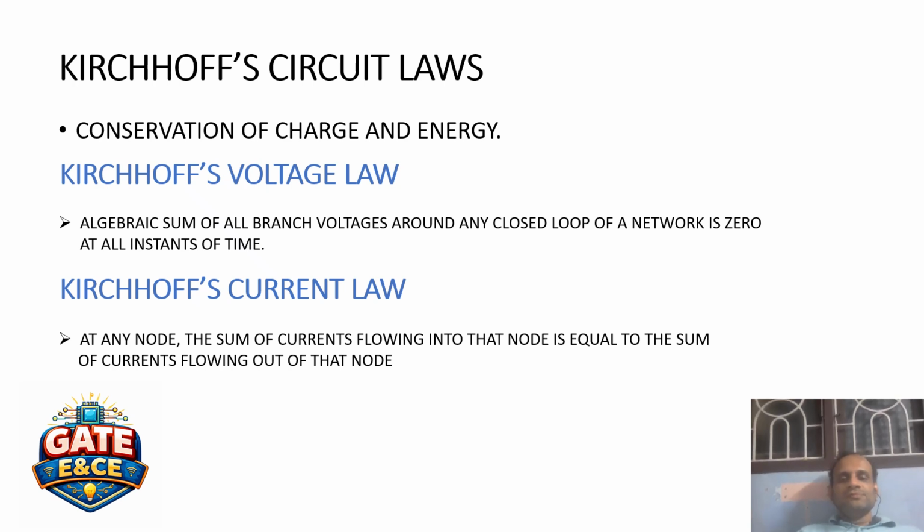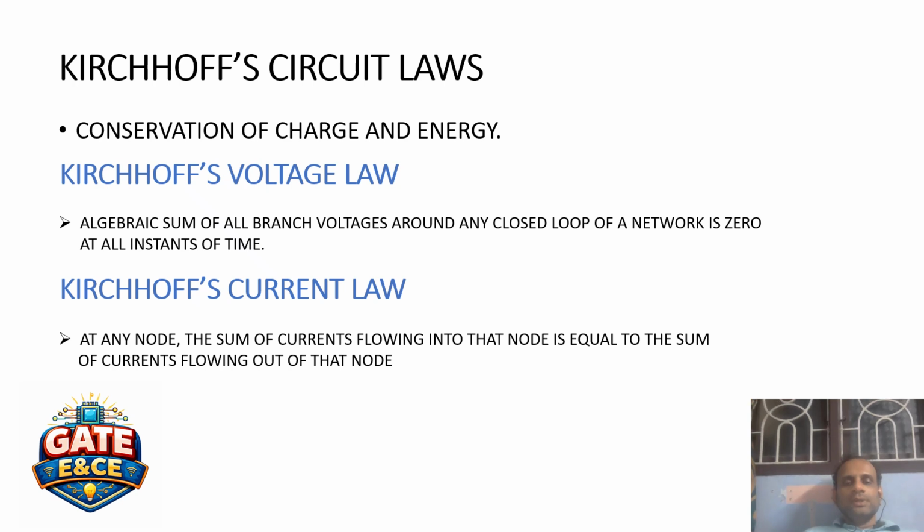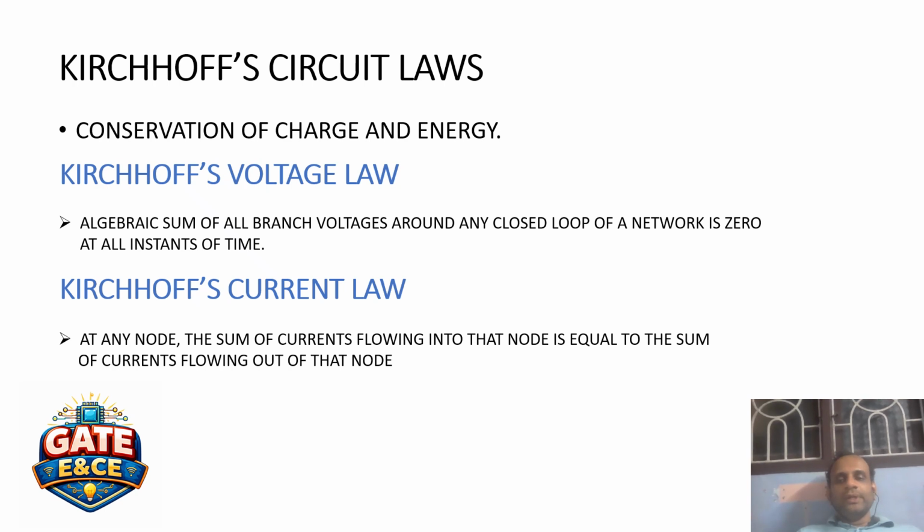We'll move on with Kirchhoff's current law. Kirchhoff's current law states that at any node, the sum of currents flowing into that node is equal to the sum of the currents flowing out of that node. Simply put, the current entering a node in a circuit is equal to the sum of all currents leaving that node. Or simply to say, at the node, the total current is zero.